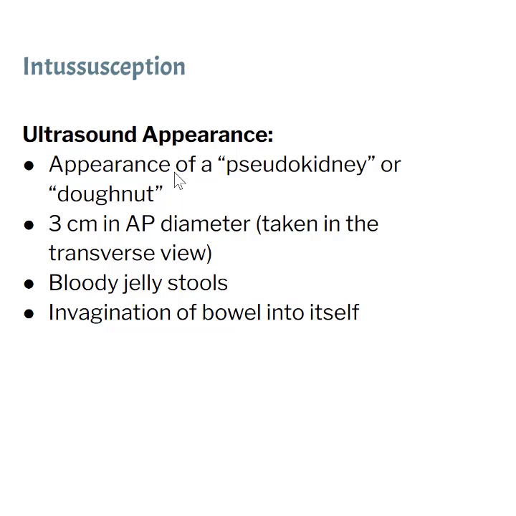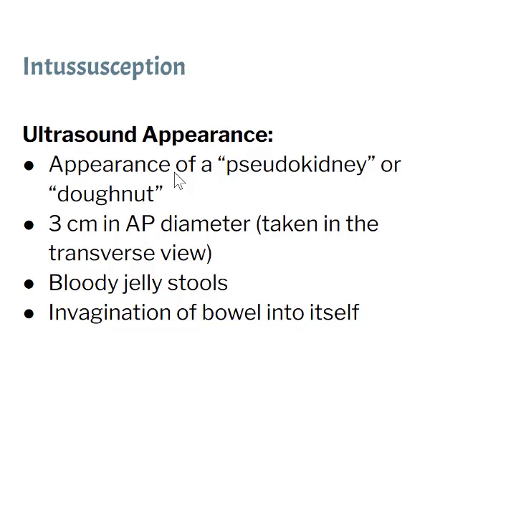On ultrasound, there is something called a pseudo-kidney appearance or a donut appearance. And when you see some pictures, you'll see why. But in transverse, intussusception looks a lot like a transverse kidney. And then when you turn long on it, it actually resembles a longitudinal kidney. So if you see what looks like a funky kidney somewhere along the GI tract, that might be intussusception.